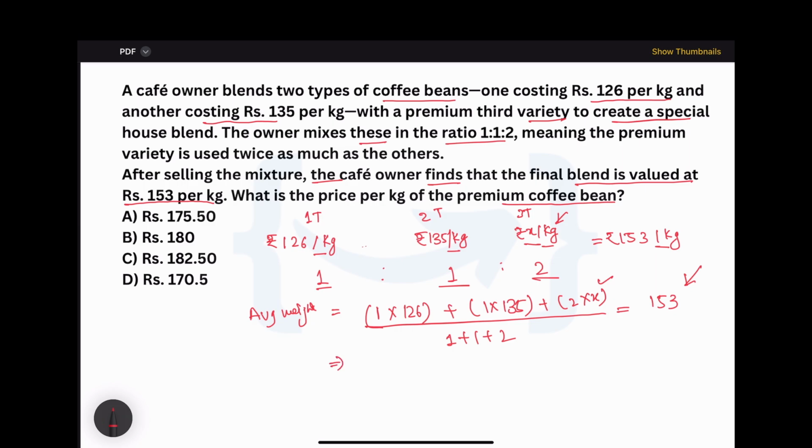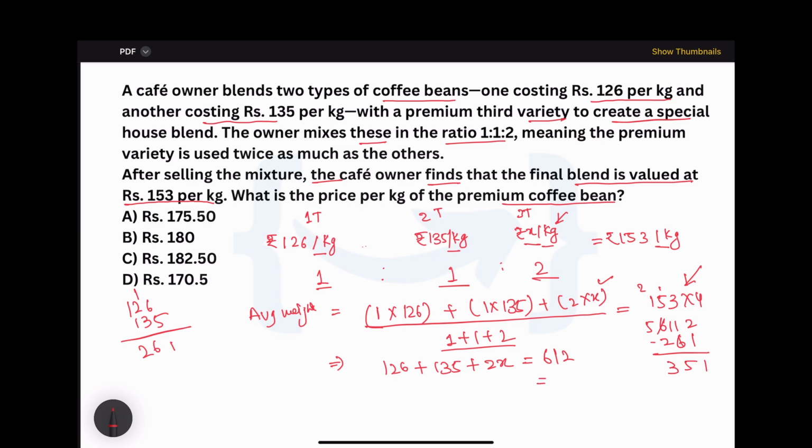So what would be the solution? The solution would be 126 plus 135 plus 2x is equal to 153 times 4, this becomes 4, and 4 will come here. 4 3s are 12, 2 and 1 carry 4, 20, 1, so 2 carry 4, 1 4 6, so you have 612 with you. Now you have 126 and 135, and the addition of them would be very simple: 261. Then just subtract 261 from 612. You will get 1, 6 becomes 5, it becomes 11, it becomes 5, and it becomes 3.